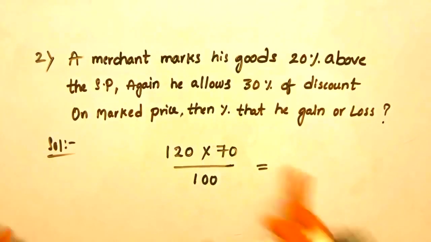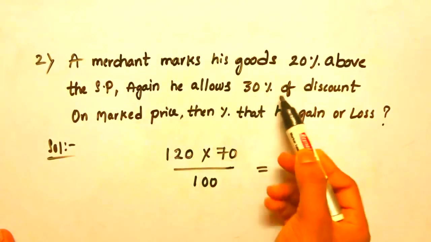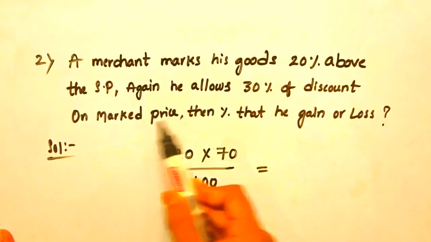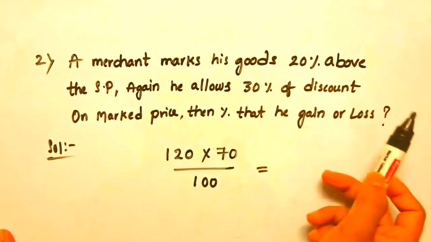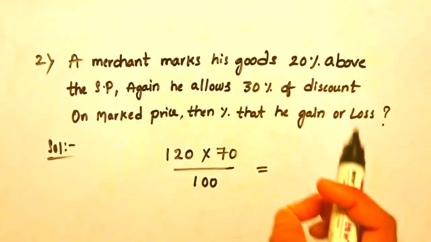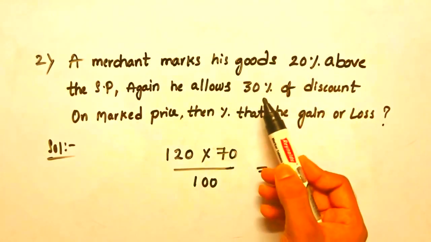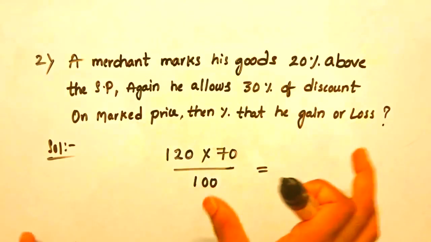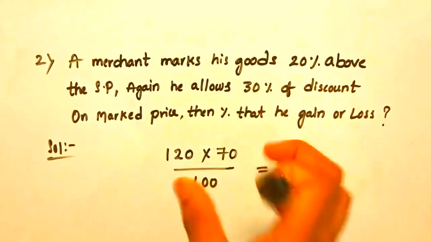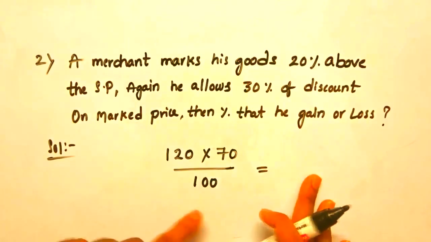Here the second one. A merchant marks his goods 20% above the selling price. Again he allows 30% discount on the market price. Then what is the percentage that he gains or loses? From the question it is clear that the merchant has definitely lost, since he marked his goods 20% above and again allows 30% discount. On the other hand, there is no detail of the pricing of the particular good. In this kind of case, just follow this simple technique.